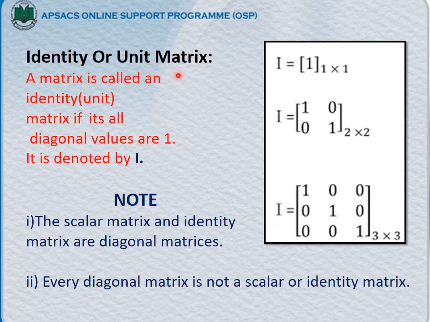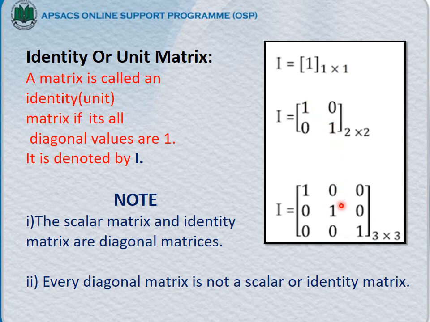Identity or unit matrix. A matrix is called an identity or unit matrix if all its diagonal values are 1. It is denoted by capital I. You can see here we have a unit matrix, its order is 1 by 1 and its entry is 1. So this is an identity matrix of order 1 by 1. Here the diagonal is 1. This is a diagonal matrix. Which type of diagonal matrix? Identity matrix, because in the diagonal its entries are 1.